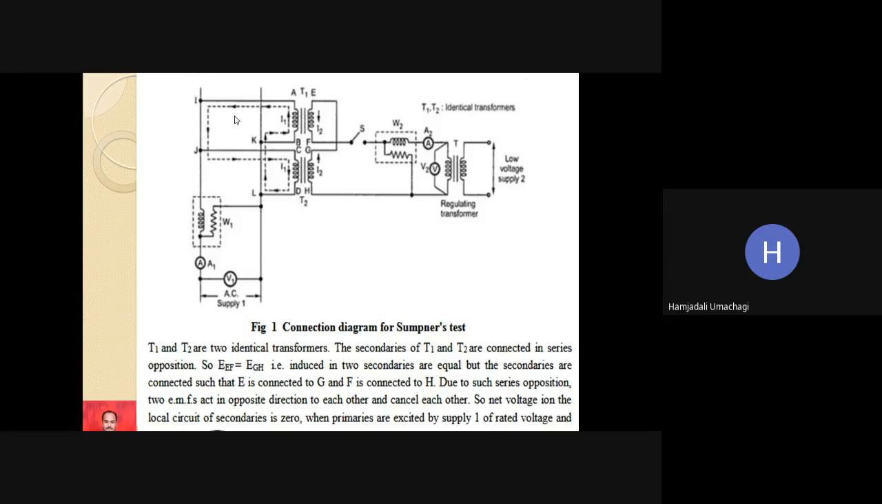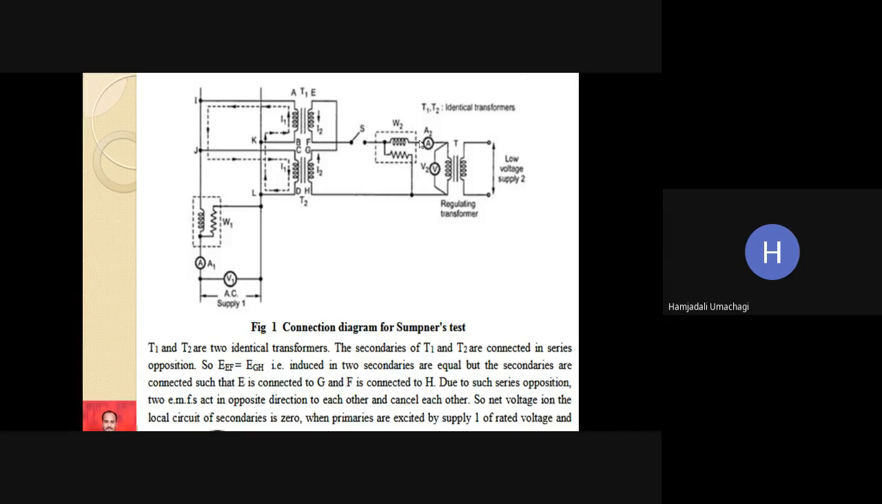So this much portion will be for the OC test and this much portion will be for the SC test. If it is open circuit on this side, wattmeter W1 will read iron loss, and ammeter A1 will read no load current I0. So this will give us I0, W0, and V0. These will be our open circuit test parameters.